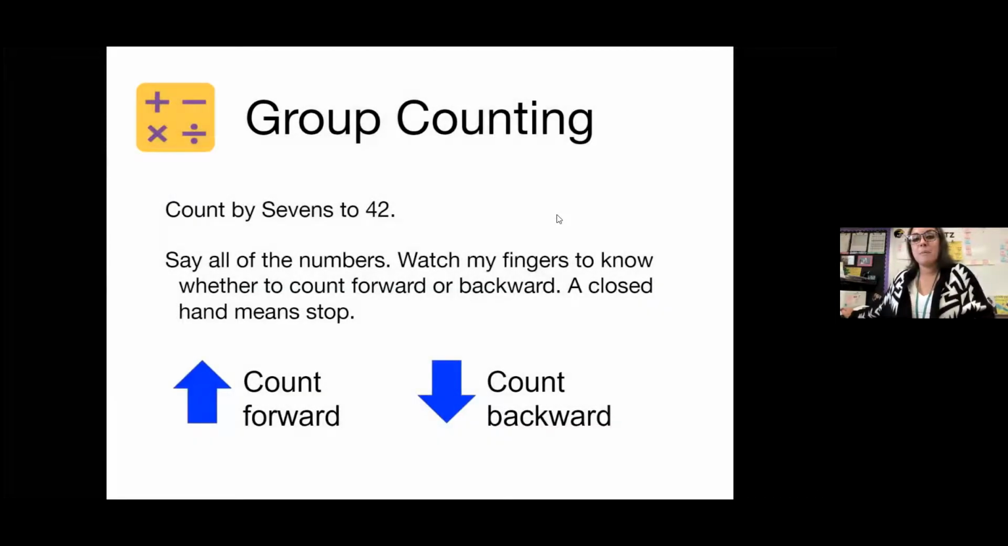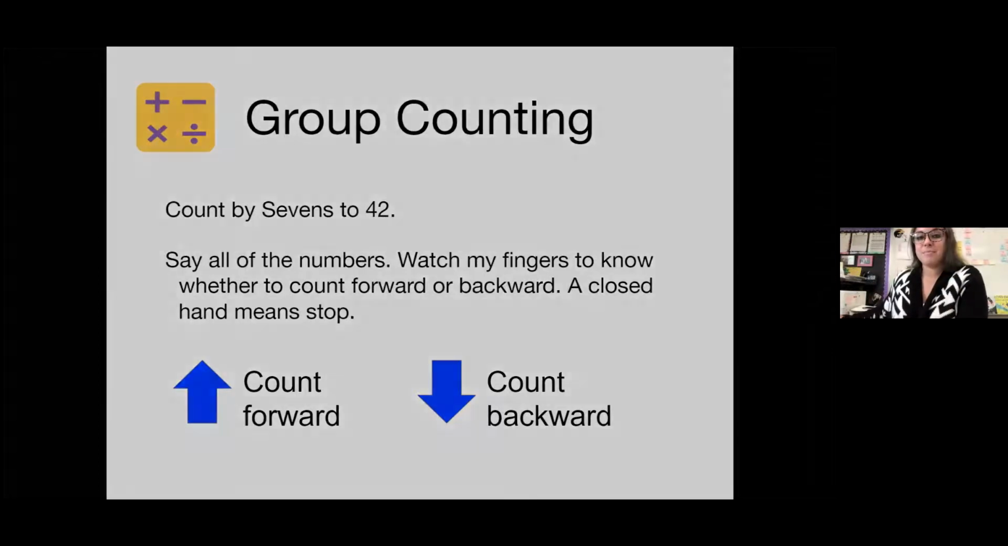Okay, we're going to count by 7s to 42 up and then down. All right, so think of our counting by 7 song, your favorite. 7, 14, 21, 28, 35, 42. Now going down. 35, 28, 21, 14, 7, 0. That one was tricky.